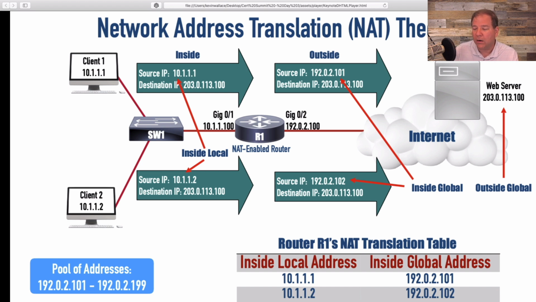And our router R1, it's making a NAT routing table, and it's keeping track of this. It knows that 10.1.1.1 gets translated into an inside global address of 192.0.2.101. That way, when the return traffic comes back in, and it's got a destination address of 192.0.2.101, the router says, oh, I know who that's for. I'm going to look at my table and see that if the address equals this, then the real inside local address is 10.1.1.1, and it's going to change it, and it's going to send it into the inside network.